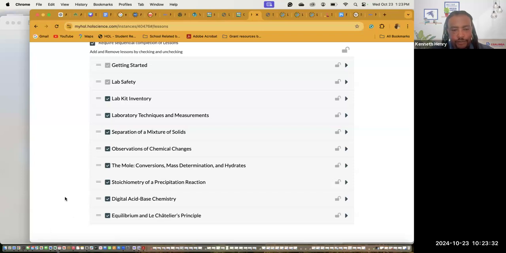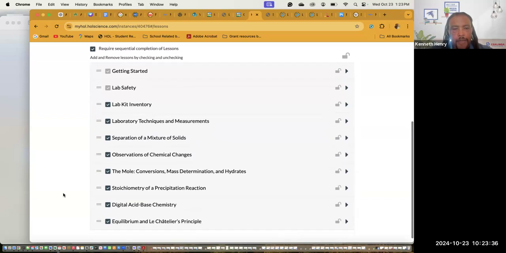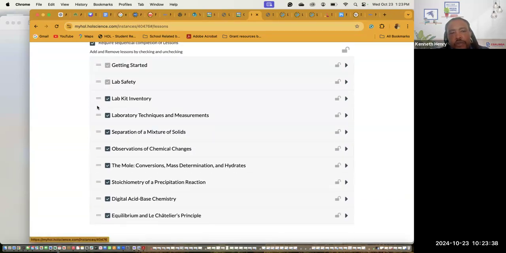Any questions? And so these, like I said, these first three, because it's just lab safety, you should be able to go through that pretty fast. And then the inventory, you're just going to inventory the kit when you get the kit. So those aren't really labs, they're just going through the process.